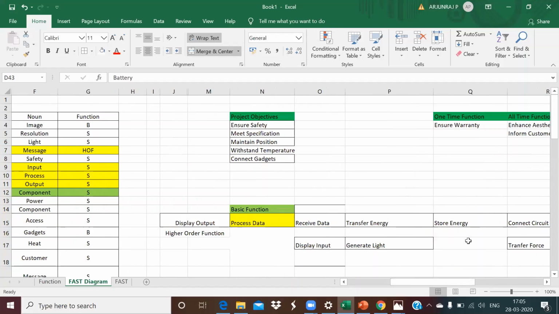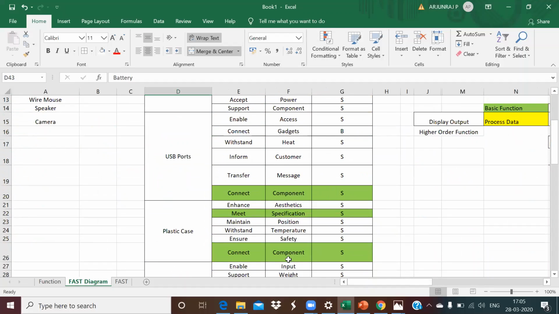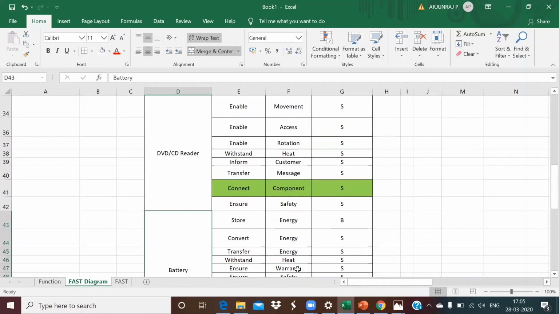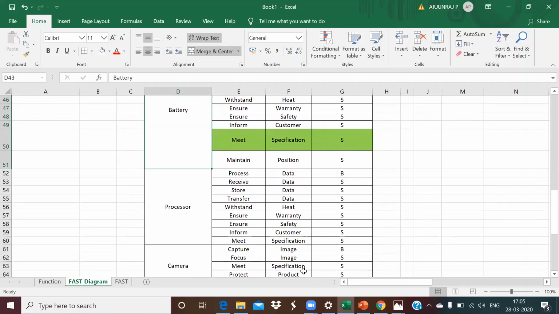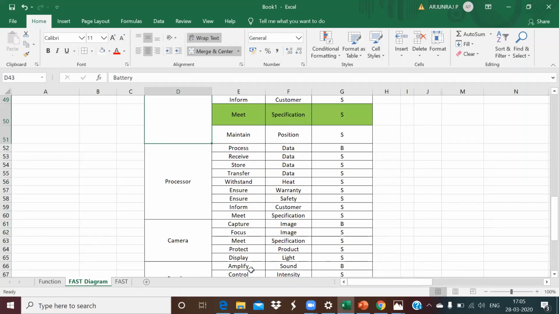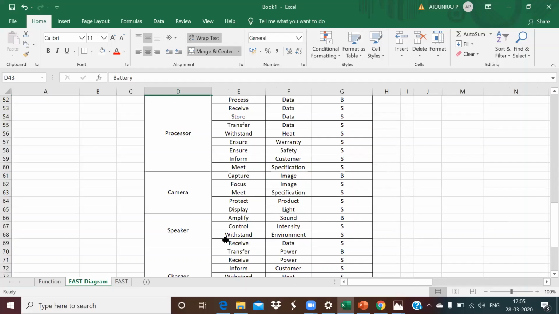Where is the input with respect to the speaker and all in the FAST diagram? Exactly. That's what I also manage. So what we need to do is include those as an all-time function because it should amplify. Even in all-time function, like it's a camera, it's a project objective here. It should be the capture image and focus image, for which individually the company need not put and allocate resource. Instead, they can put capture image in all-time function.